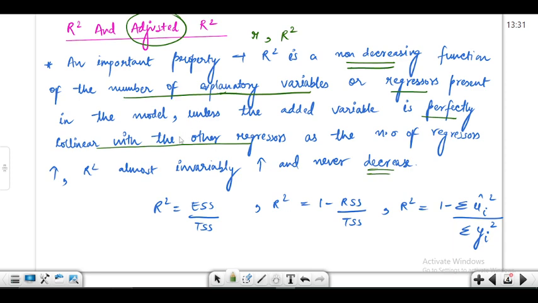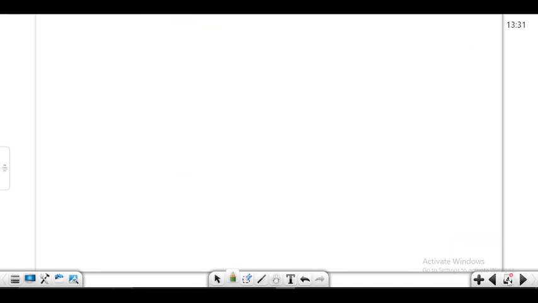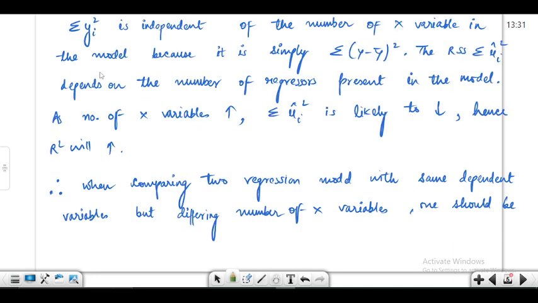So R square is equal to ESS upon TSS, and R square is equal to 1 minus RSS upon TSS. This is the formula, we already know these formulas, right? So R square is basically 1 minus summation ui hat square upon summation yi square, right? So we know that summation small yi square is independent of the number of x variables in the model because it is simply the deviation from the mean value, right?